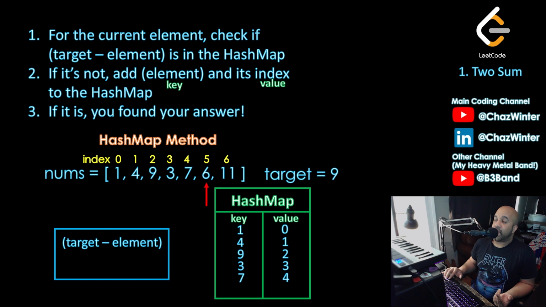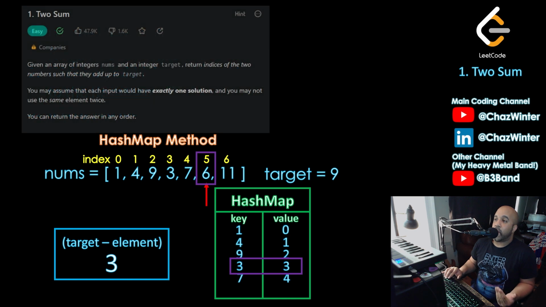Now we get to index 5, which is the number 6. 9 minus 6 is 3. Is there a 3 in my hash map? Yes, there is. We found the key 3, and it goes with the value 3. So we were checking the value 6 at index 5. We found the 3 at index 3. We found our answer. So let's look at the question now and see what we actually have to do with this information. It's said to return the indices of the two numbers. So we're not returning the 3 and the 6.